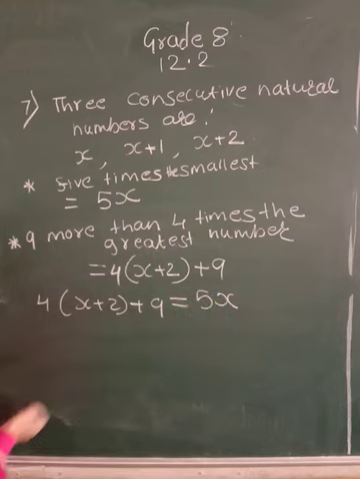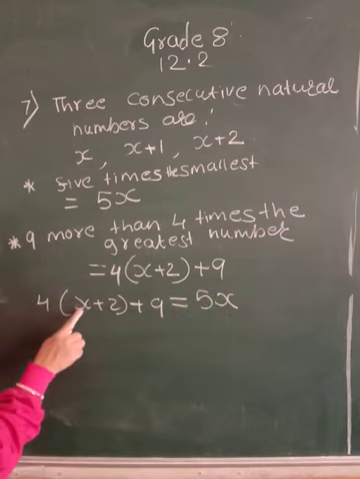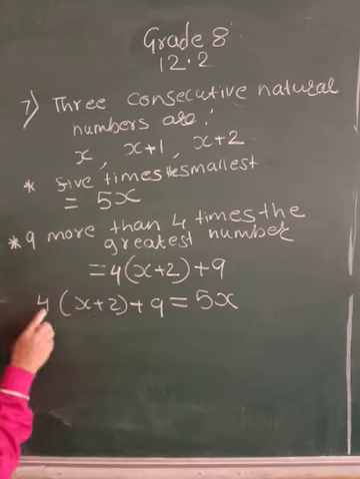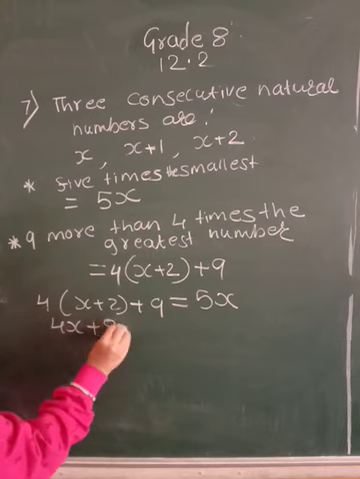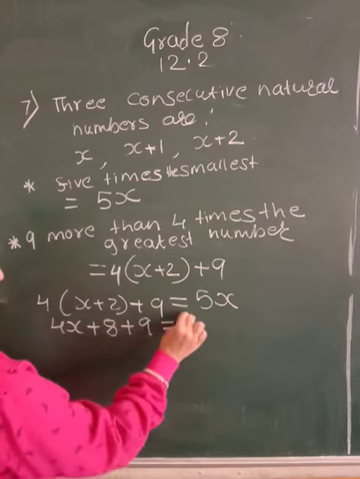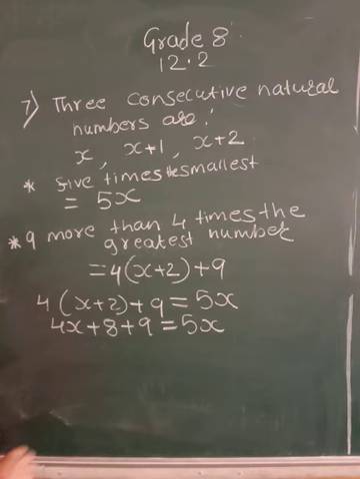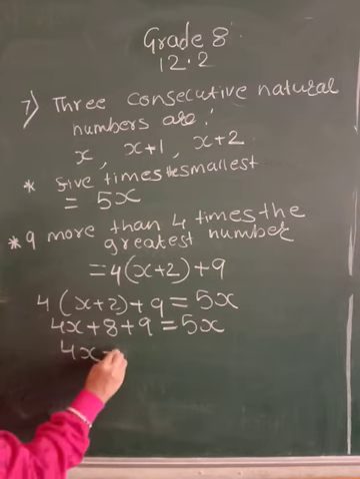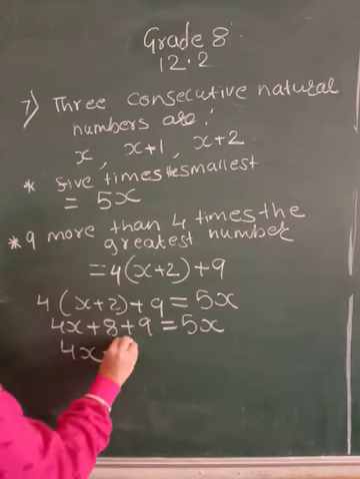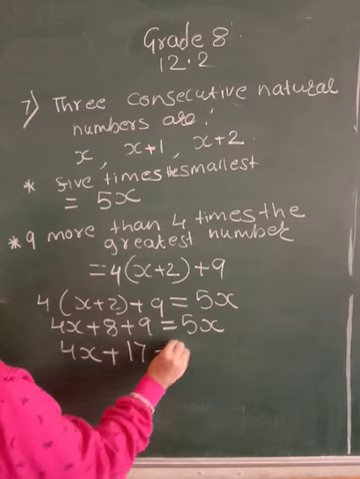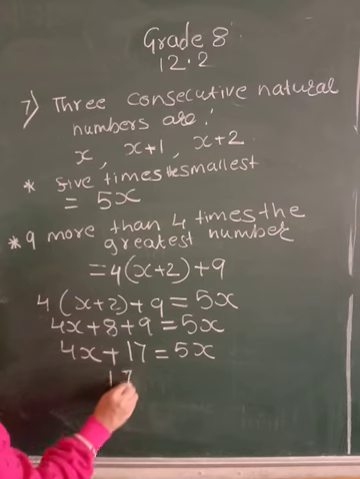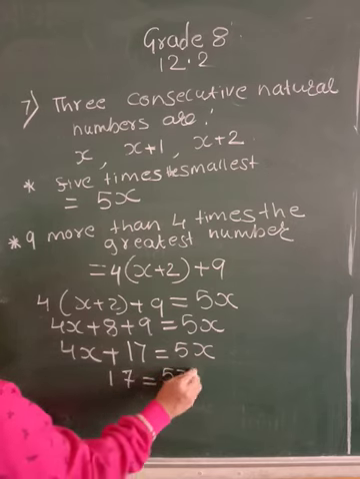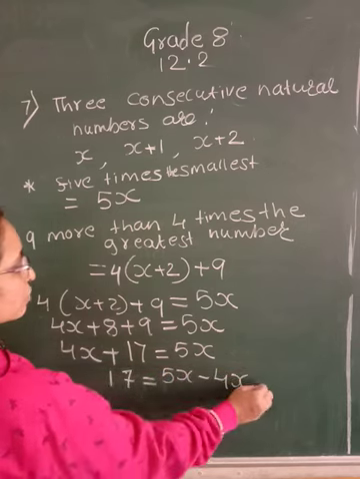Now let us solve this. Bracket we are multiplying by 4. So 4 we have to multiply first by x and then by 2. 4 into x is 4x, plus 4 2s are 8, plus 9 is equal to 5x. Alright. So 4x plus 9 plus 8, 17, is equal to 5x. Now let me take 4x there, so it will become minus. So 17 will be equal to 5x minus 4x.